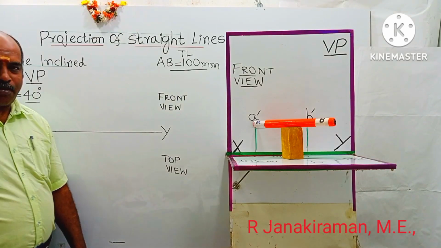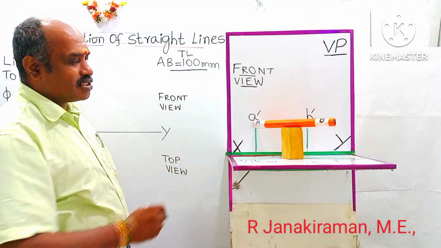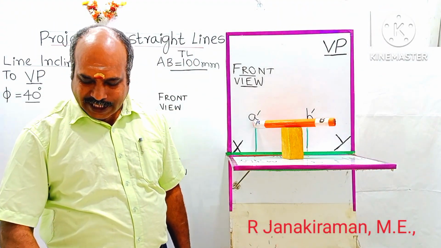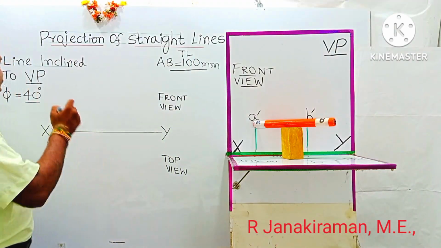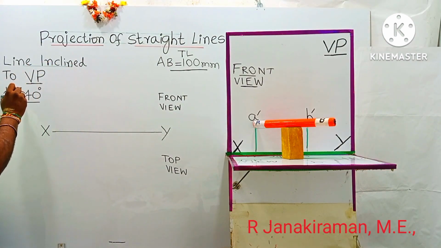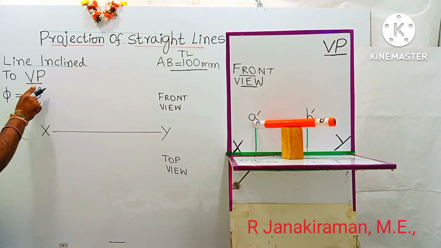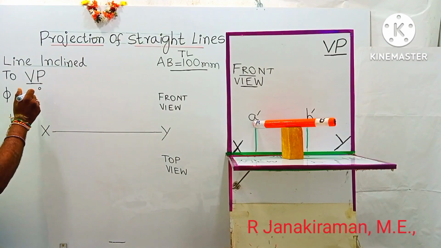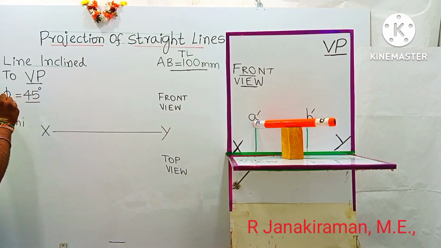Yes, welcome. The topic is about the projection of straight lines. Now we're going to consider the condition given like this: a line inclined to VP alone. Line inclined to VP is designated by the symbol called phi, pronounced PHI. This is a symbol. It's taken as 45 degrees. Phi is the angle called the true inclination with VP alone.